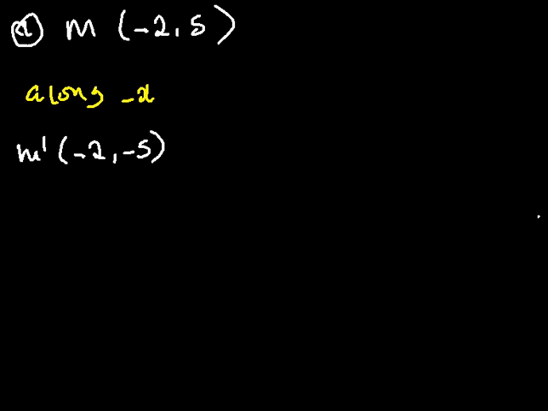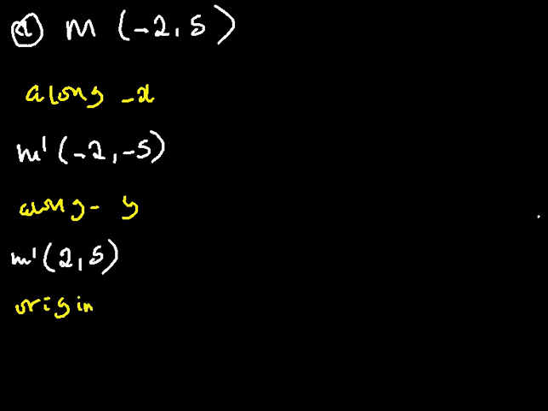And likewise along y, the image of point M will be given as negative times negative 2, that is (2, 5). That is the reflection along y. And how about with respect to the origin? With respect to the origin, the image of point M will be (2, -5). So that's how you start to understand that one.